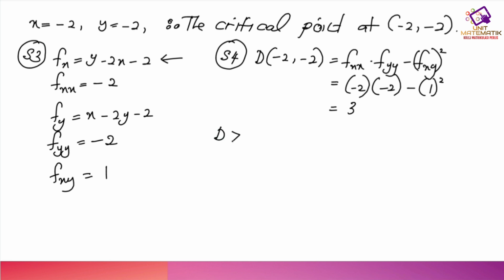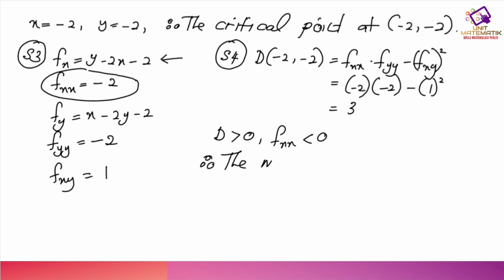When D is greater than 0 and f sub xx is less than 0, therefore the conclusion is the maximum point at (-2, -2). And the next step, find the maximum value.